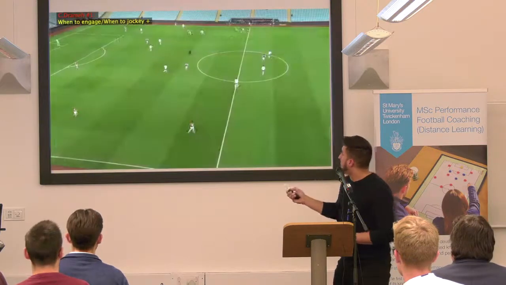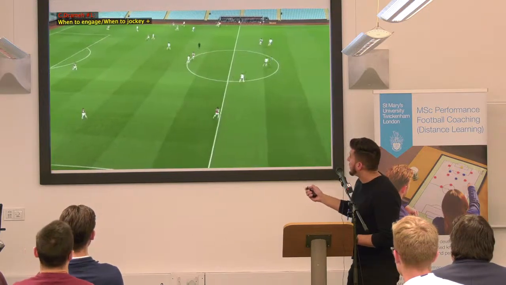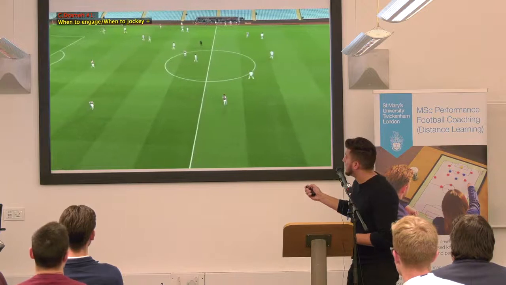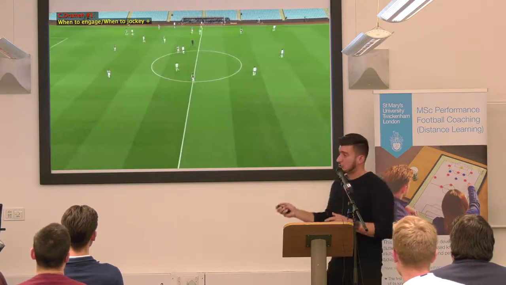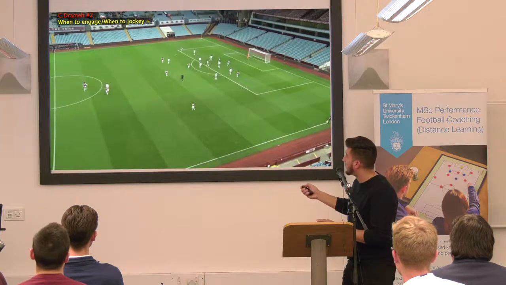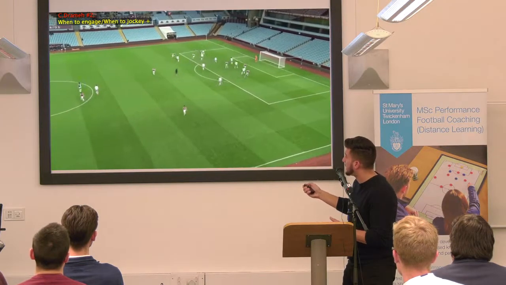Right, so this is a video where the right back's target is when to engage and when to jockey. And that was a plus. Even though he didn't make the tackle, he stopped the opposition from going forward and the ball went out of play and we regained possession.